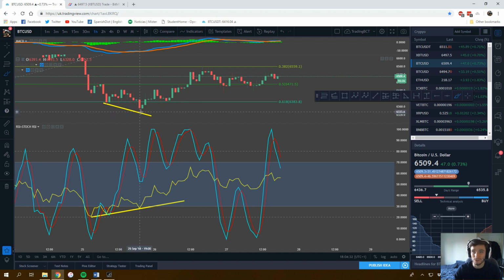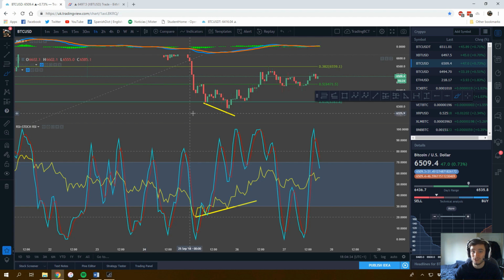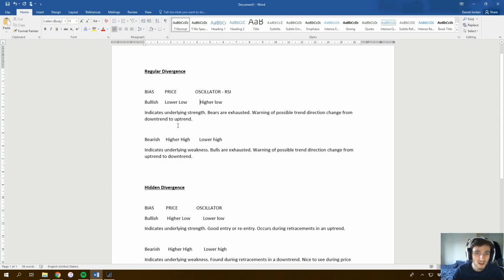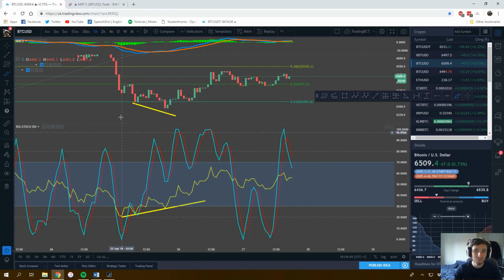Our low here was 6,300, so a $500 price move. It's quite substantial, really. You can see that the bears are running out of selling pressure, and it's a warning of a possible trend direction change from a downtrend to an uptrend. And as you can see, we did move down and we have seen a trend reversal where we started to get some upwards movement. So that is a bullish divergence.